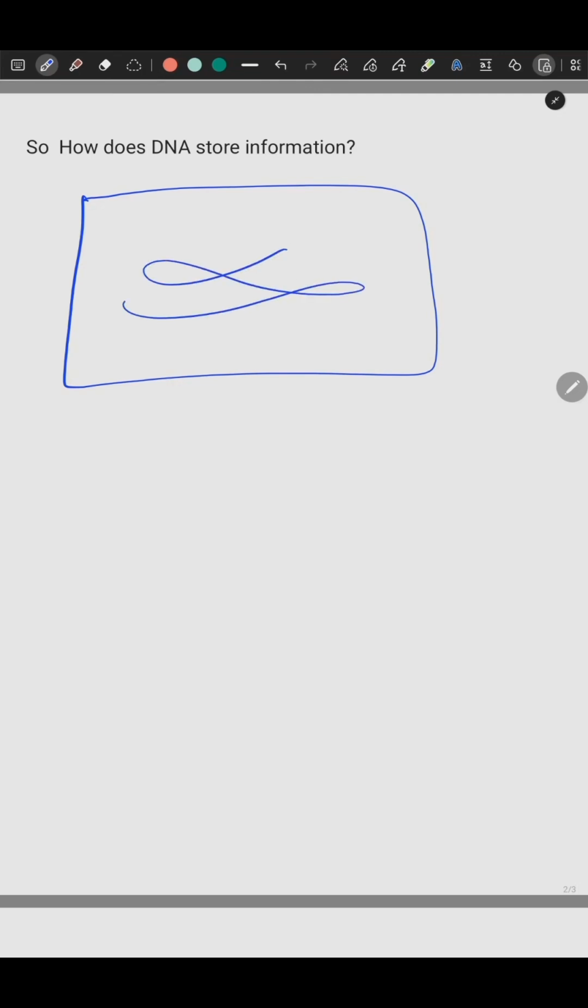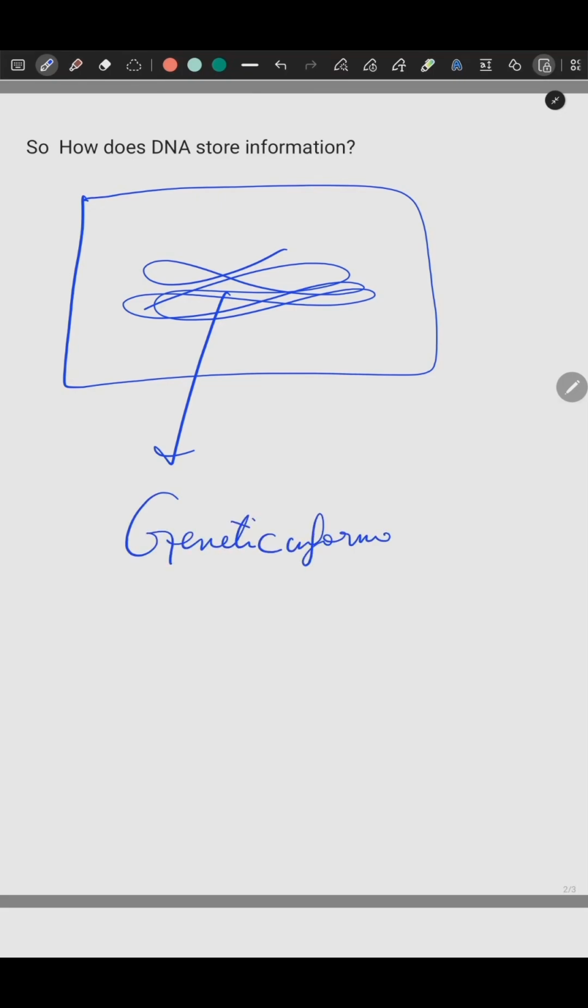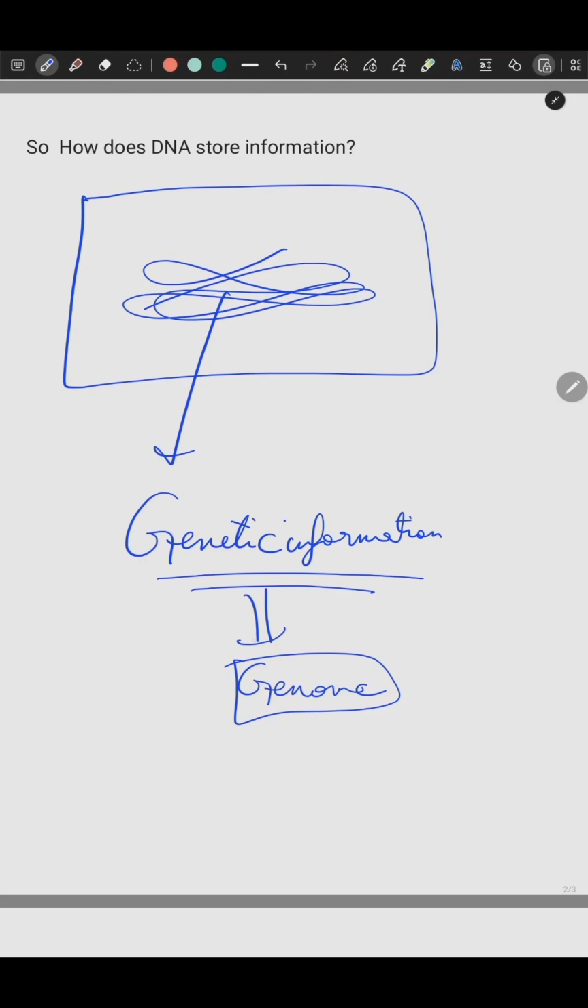So, how does DNA store information? For this, let's take an example. This is a cell, for example. It has DNA, which stores some information. We call it genetic information. It is known as the genome. In the genome, the genetic information is carried, and it is also transferred to the progeny.